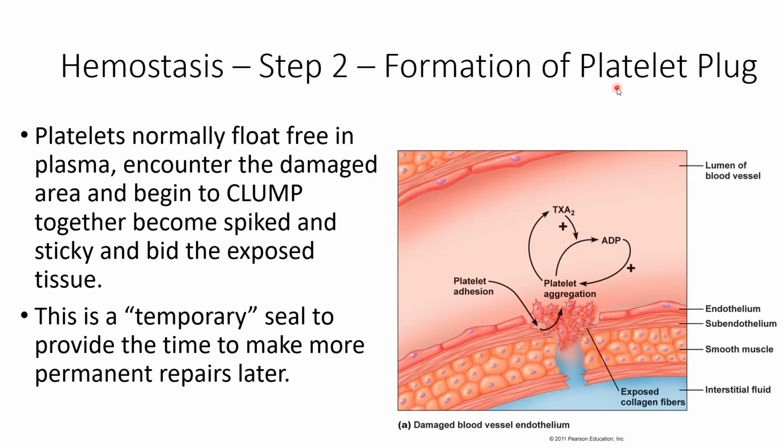And then formation of a platelet plug. That's step 2. Platelets normally float around in the plasma, but when they encounter a damaged area, they start to clump together and become all spiky. And that allows them to stick to tissue and to each other. This is a temporary seal, it's just a band aid. That way, it gives the body time without losing blood constantly to make repairs later. So you can see right here this platelet aggregation.